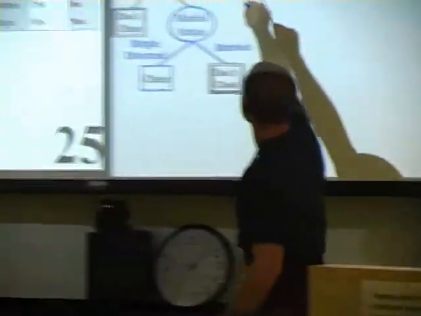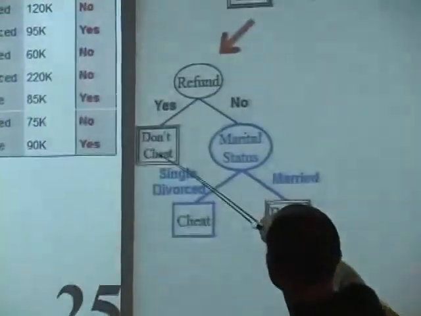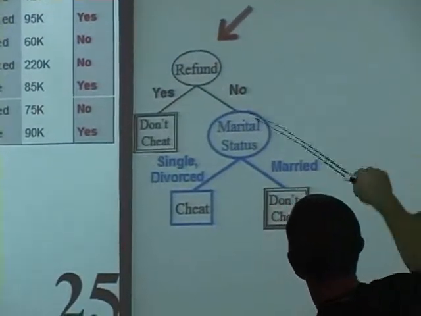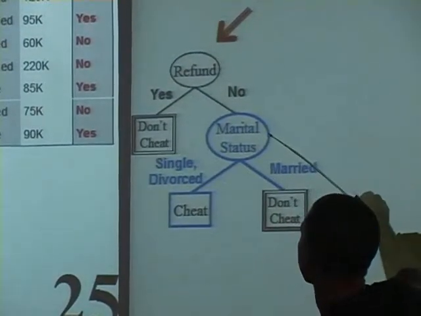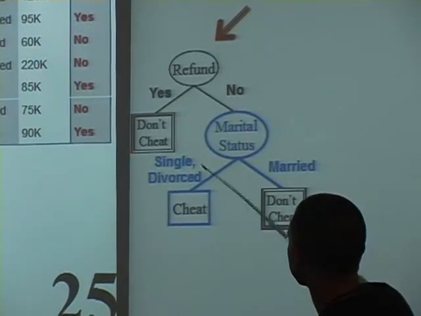Now we go to the no refund people, okay? So these guys we're done with, the yes refund we're done with. The no refund people, we're gonna split them, and we're gonna split them, suppose, on marital status, okay? So we can take the single and divorced people over here.